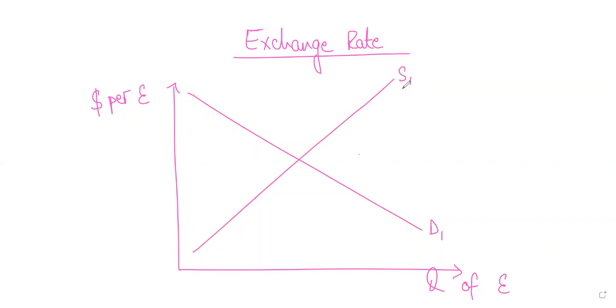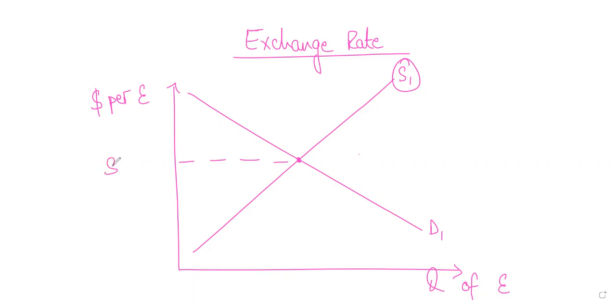Now, a lot of you might be thinking, what is demand for currency? What is supply for currency? How is that determined? We'll talk about all of this in a bit. But for now, you just need to focus on what is happening on the graph. So where the demand for euros intersects with the supply for euros, that is where your exchange rate will be.